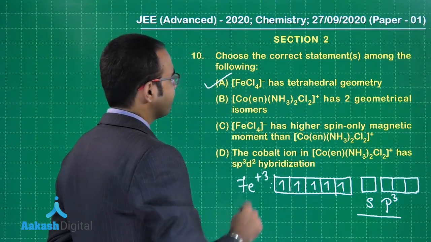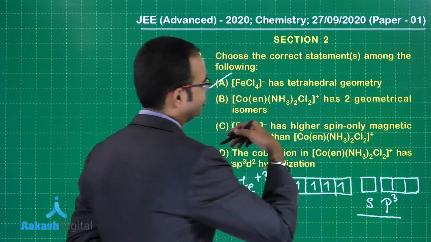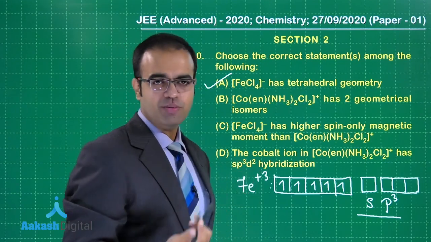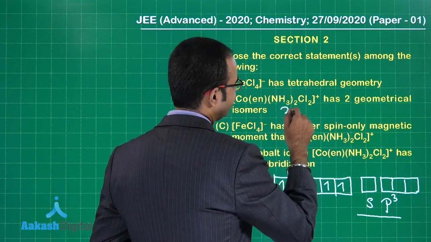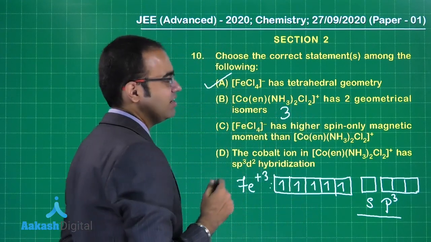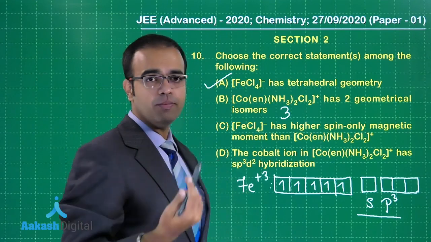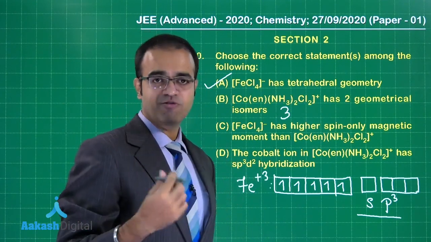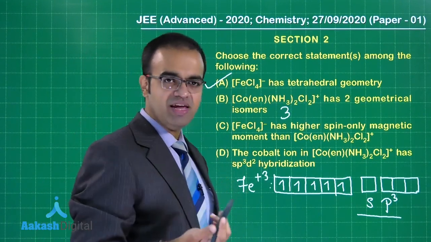Okay. [Co(en)(NH3)2Cl2]+ has two geometrical isomers. Now this molecule will have how many geometrical isomers? This molecule will have 3 geometrical isomers, guys. Out of that, one will be optically active as well. So total number of stereoisomers will be 4. Geometrical isomers will be 3, guys.